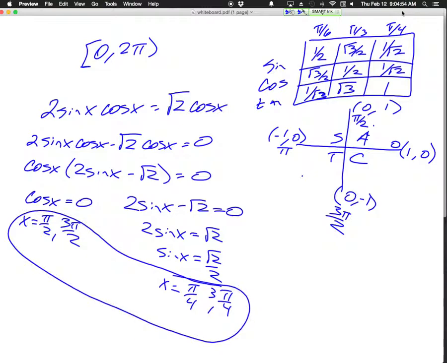So when I plug any of those 4 answers back into the original, what's going to happen? Each side should equal each other. That is correct. Each side should equal each other. And that is your introduction to solving trig equations.